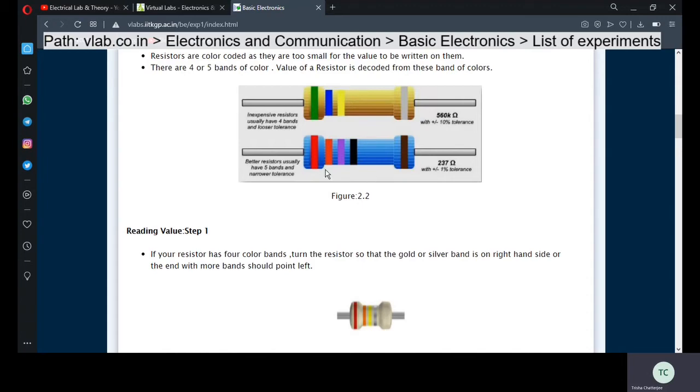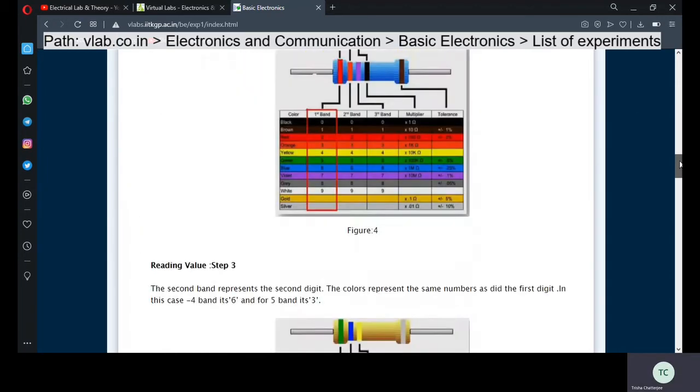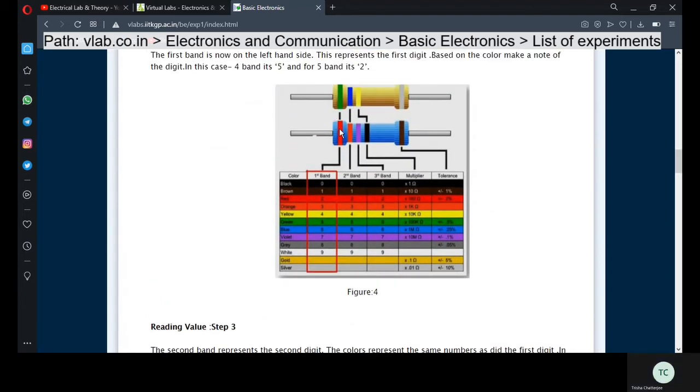Let's again read the value of this resistor. The first band is red, so it has 2. The second band is orange, so the second digit is 3, so 23. Again, the third band is also a digit, right? For a 5-band resistor, I have already said that the first 3 bands will denote the digits. So the third band is violet, so 7. So the value will be 237, right?